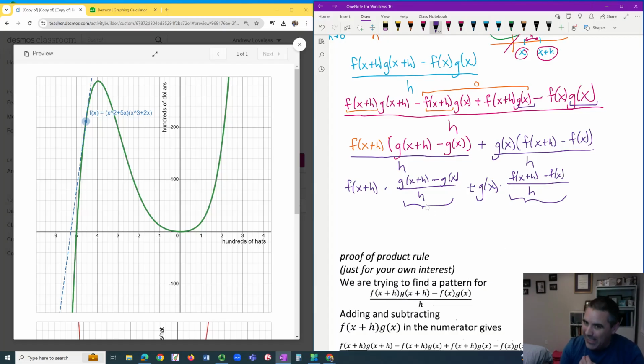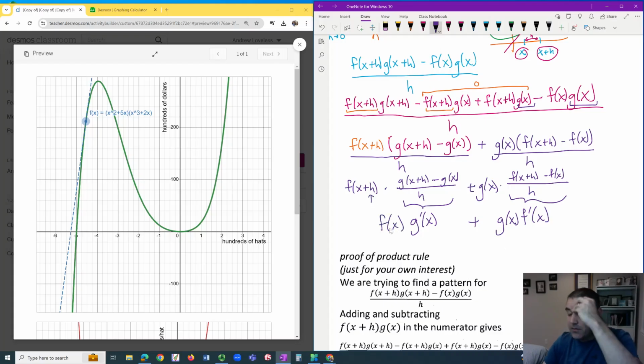The truth is, as h goes to 0, this gets closer and closer to what we've been calling g prime. As h goes to 0, this gets closer and closer to f prime. We're left with one more thing, which is what happens when h goes to 0 there. You're just left with f of x. So it's a satisfying little proof.